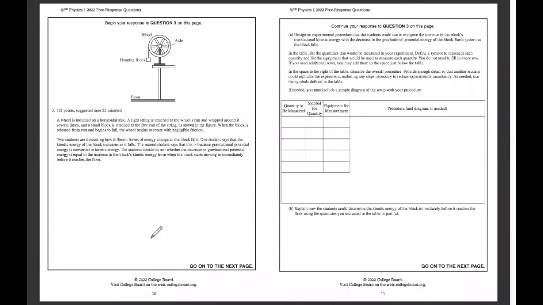All right, a wheel is mounted on a horizontal axle. There's a light string wrapped around the wheel's rim several times, and there's a block in free fall. Two students are discussing how different forms of energy change. One student says that kinetic energy increases as the block falls. The other says this is because gravitational potential is converted to kinetic. So they want to figure out, is energy conserved, in other words, if you have a closed system.